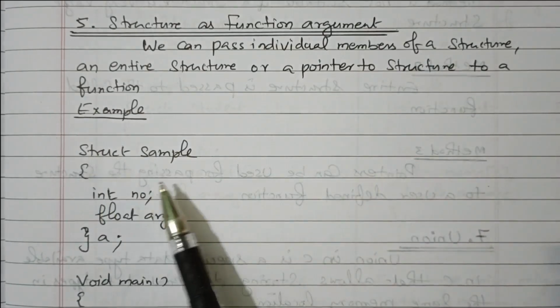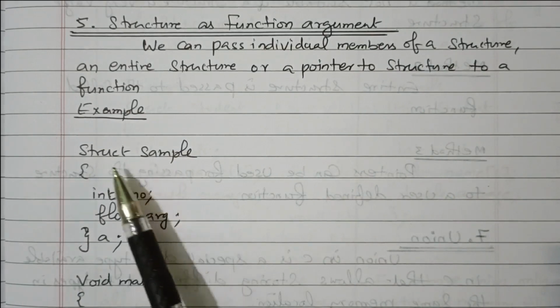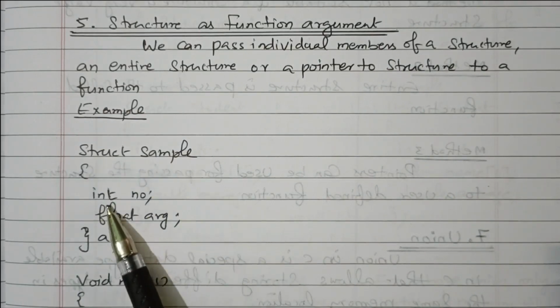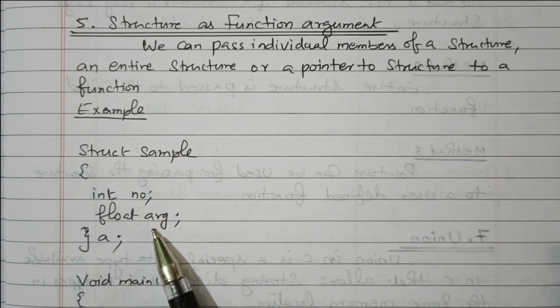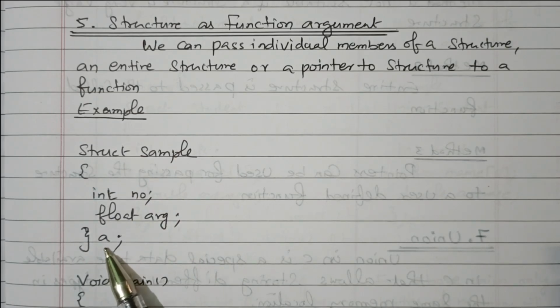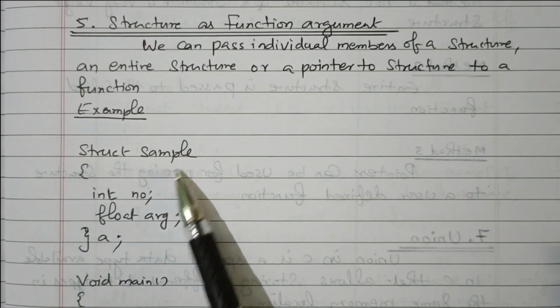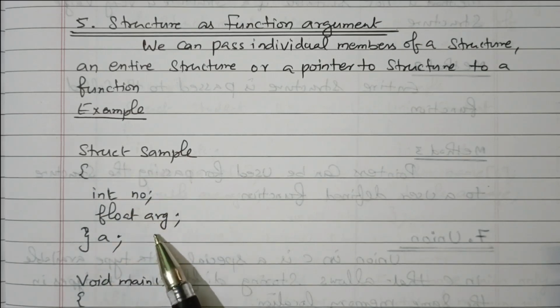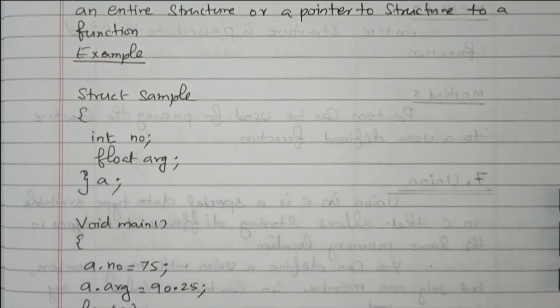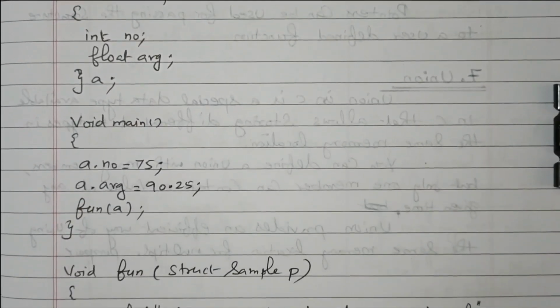Example: the structure name is sample. This is the keyword struct, sample. Integer number, float average. Two variables are available, number and average. Then a is the structure variable, right? So a dot number, a dot average we can refer to, right? Keyword struct, structure name is sample, two variables number and average. The structure variable is a. Now we'll see how we are accessing these structure variables.